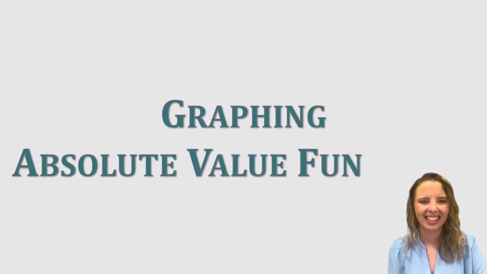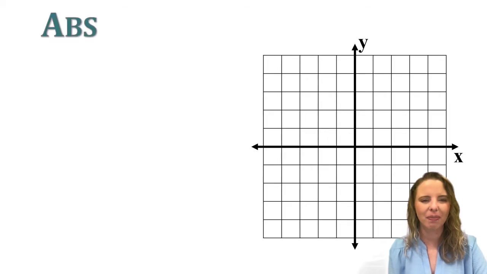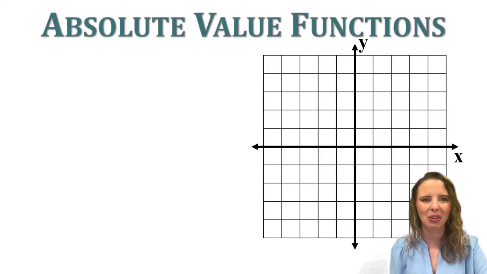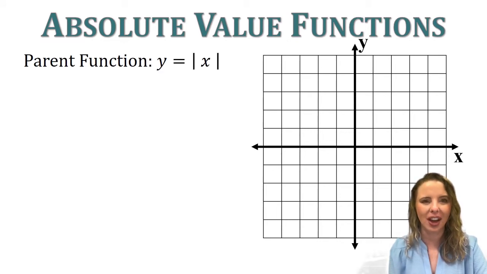Hello. In this video, we are going to begin graphing absolute value functions. To begin, we must first determine what an absolute value function looks like. Our parent function is y equals the absolute value of x. There is nothing being added, subtracted, multiplied, or divided to this function. Therefore, it is our most basic function, which is why we refer to it as our parent function.